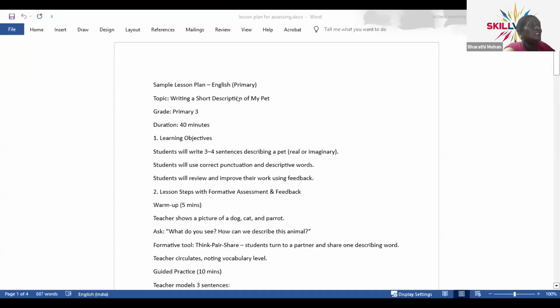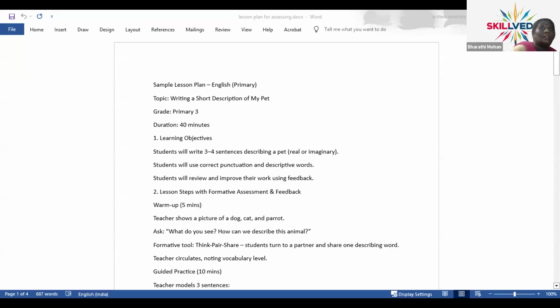This is a lesson plan. This is basically for class 3, creative writing. Suppose students will write 3 to 4 sentences describing a pet. This pet can be a real pet. Suppose they'll say, ma'am, I don't have a pet at home. Imagine if you would like to have a pet at home, what would you like to have.